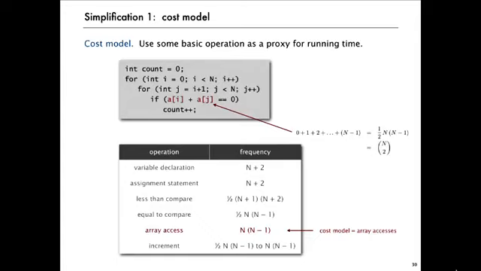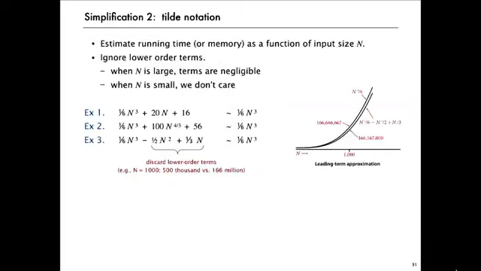So rather than going in and counting every little detail, we take some basic operation that's maybe the most expensive, or the one that's executed the most often, the one where cost times frequency is the highest, and use that as a proxy for the running time. Essentially making the hypothesis that the running time is going to grow like a constant times that. So in this case, we're going to pick array accesses. So that's the first simplification.